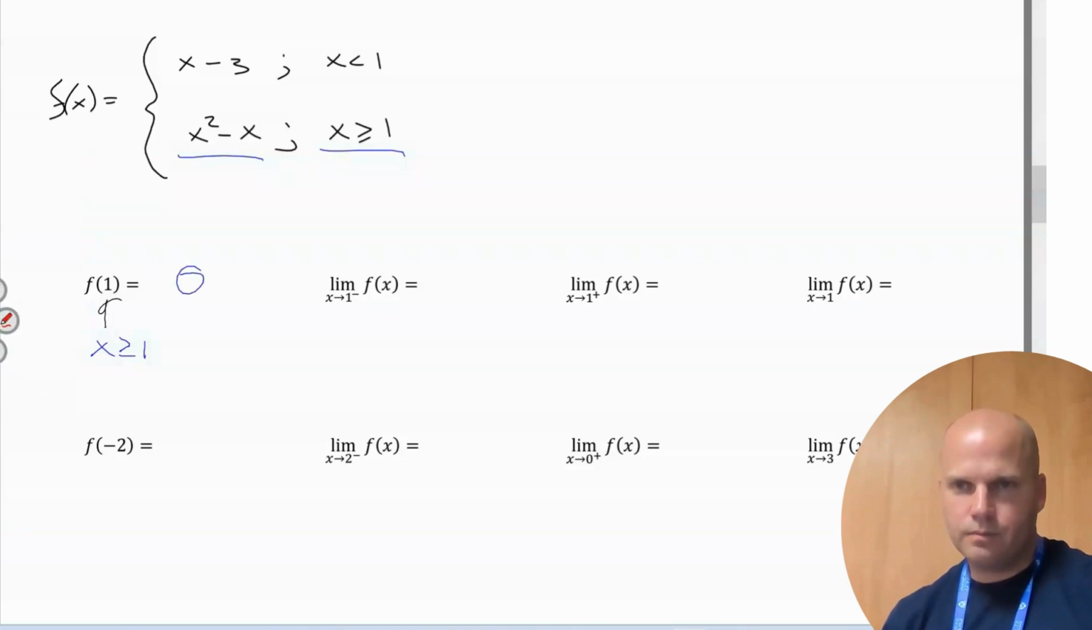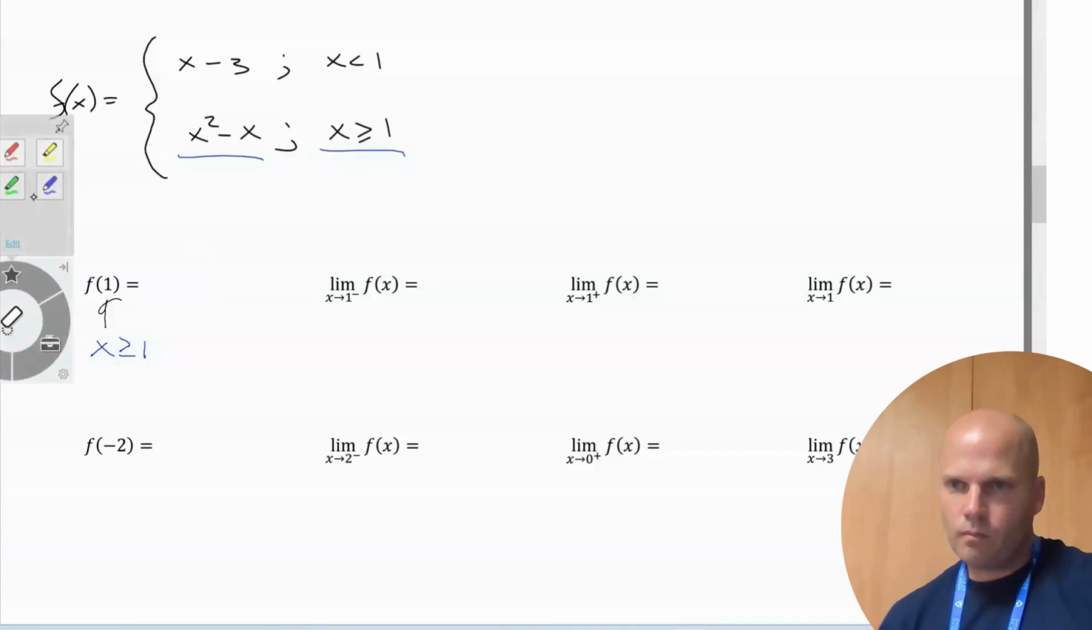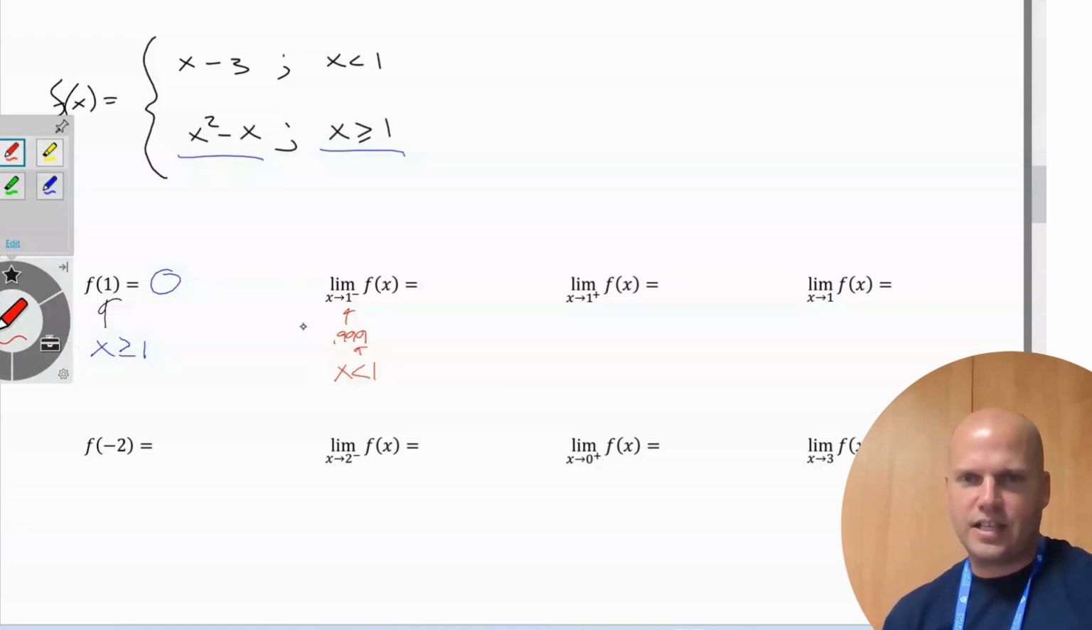My cursor paused. Okay. One from the left is like 0.999. Okay, 0.999 is a value that is less than 1. Since that's a value that's less than 1, I'm going to plug it in here.